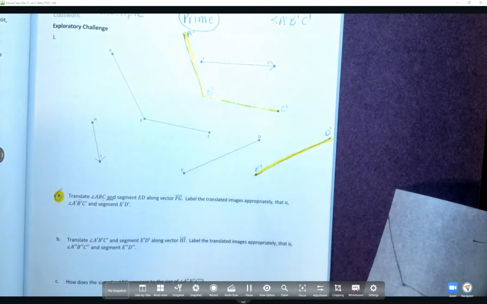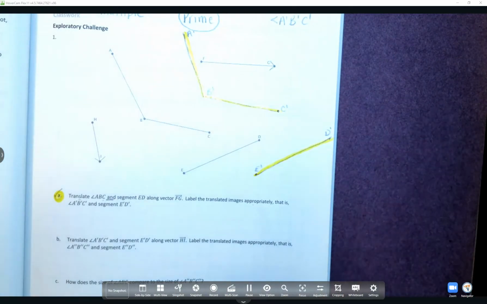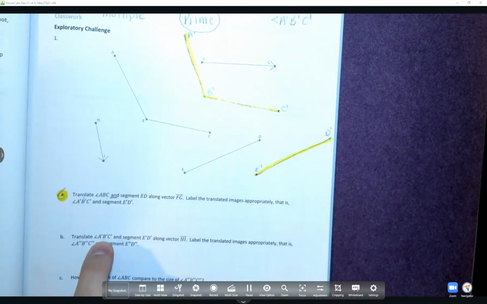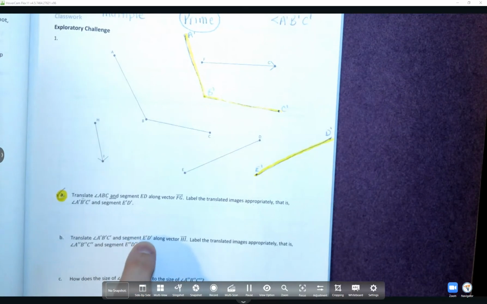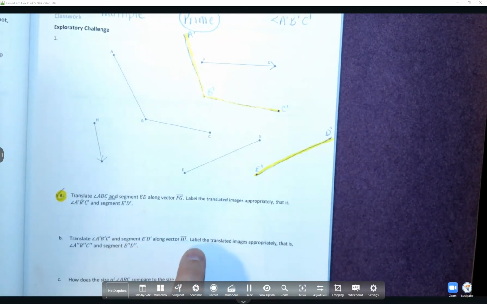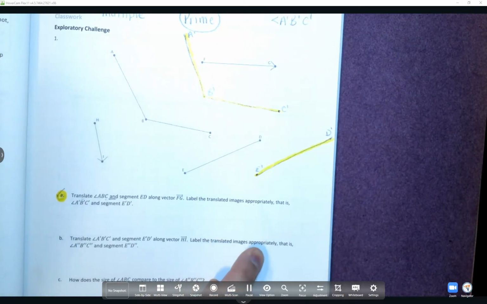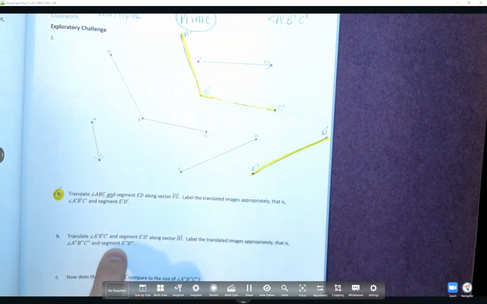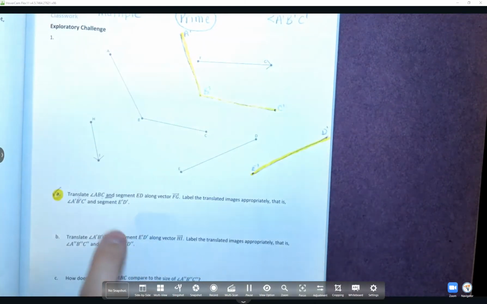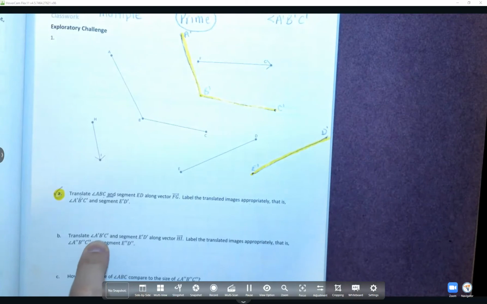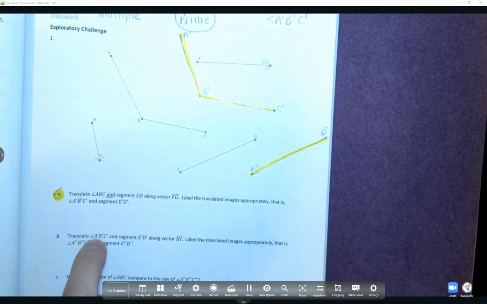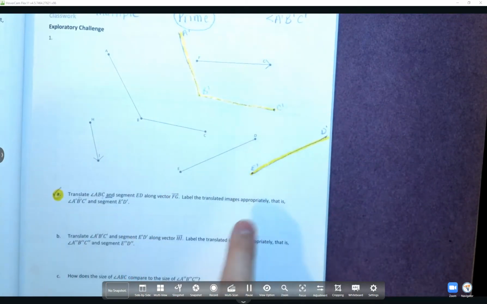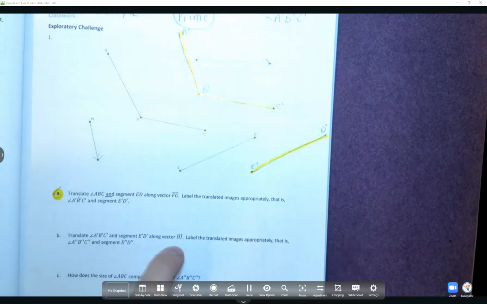And then let's look at the second one. You have translate A prime, B prime, C prime, and segment E prime, D prime along vector HI. Label the translated images appropriately. That is A prime prime, B prime prime, C prime prime, and segment E prime prime, D prime prime. So we're doing the same exact thing, but if you look, it's asking us to move the prime images, the second images, again, and it's telling us to use a different vector.